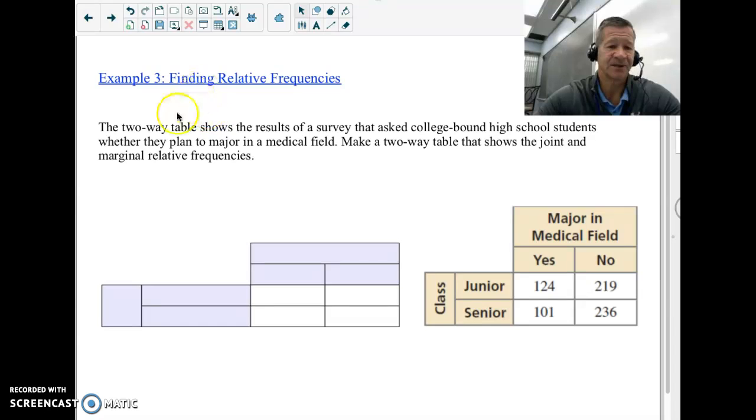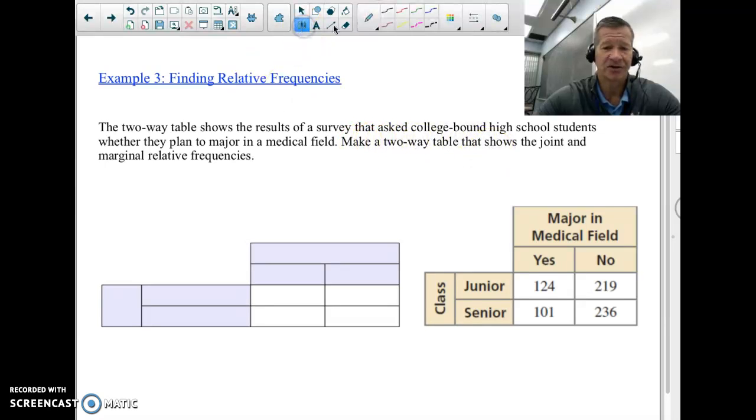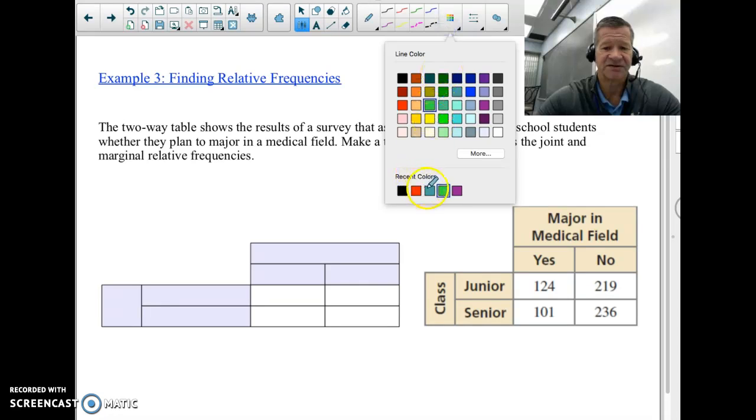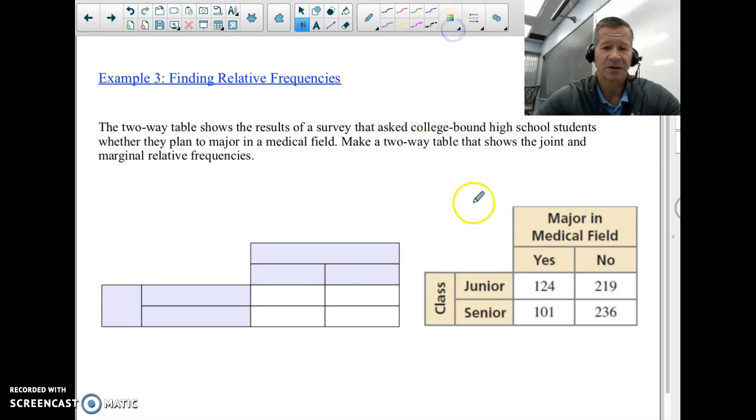So it says, the two-way table shows the results of a survey that asked college-bound high school students whether they plan to take a major in a medical field. Make a two-way table that shows the joint and the marginal relative frequencies. So in this particular problem, we have those that major in a medical field, yes or no, and those that are juniors or seniors in this high school class.